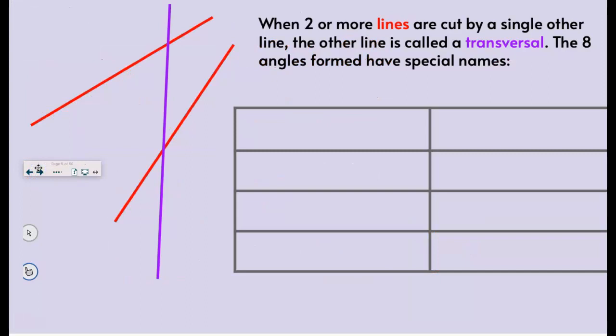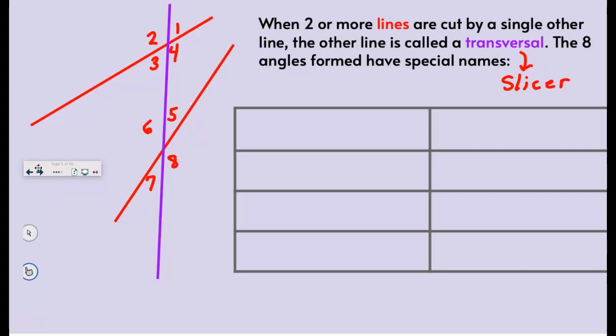And then the next task is to deal with when we have 2 lines in red cut by a transversal in purple. Sometimes I call the transversal a slicer. Slices through more than one line. It can slice through 2, 3, 4, 5, or 6, but it kind of slices through multiple lines. And you have 8 angles that are formed up here. I'm going to label them 1, 2, 3, 4, 5, 6, 7, and 8.